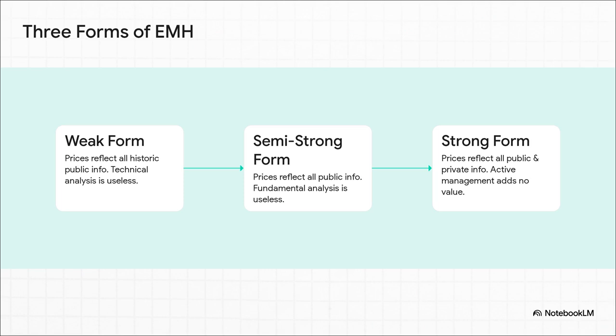The weak form argues that all past price data is already baked into the current price, which would make technical analysis useless. The semi-strong form takes it a step further, claiming that all public information, news, reports, everything, is also reflected, which would neutralize any edge from fundamental analysis. And finally, the strong form asserts that even private or insider information is already priced in, which suggests that active portfolio management itself provides no real value.